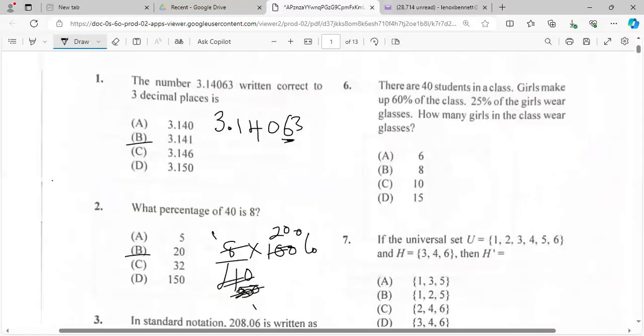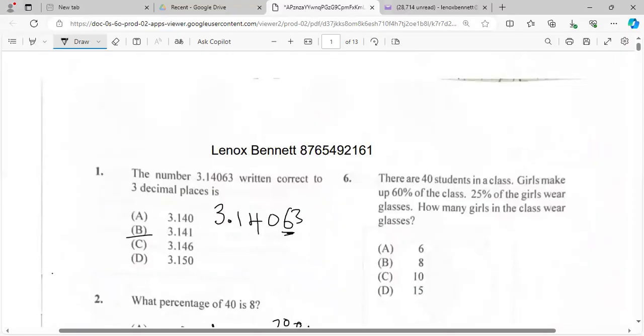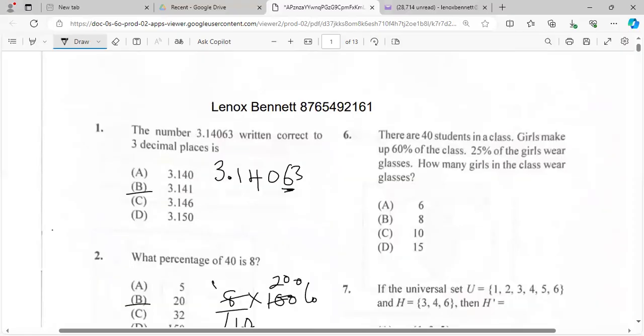Let's go. Number 6, there are 40 students in a class. Girls make up 60% of the class. 25% of the girls wear glasses. How many girls in the class wear glasses? If you're wearing glasses and you're a girl, big up yourself.